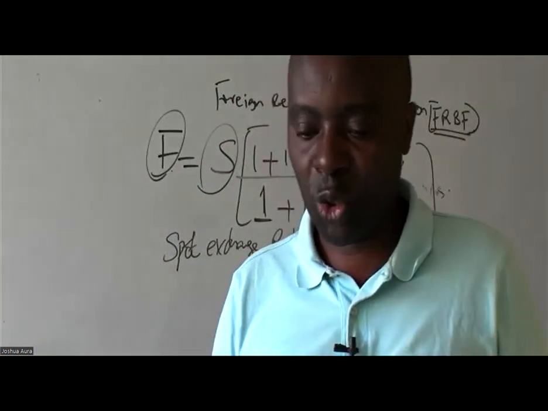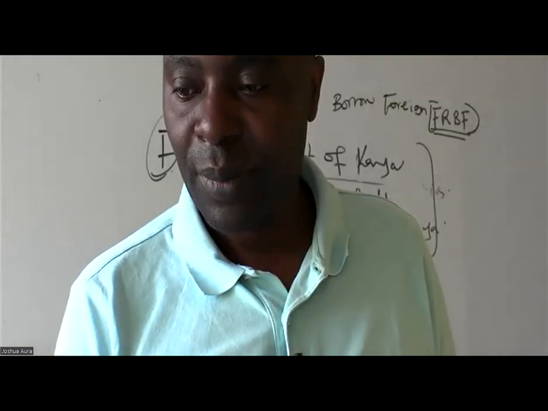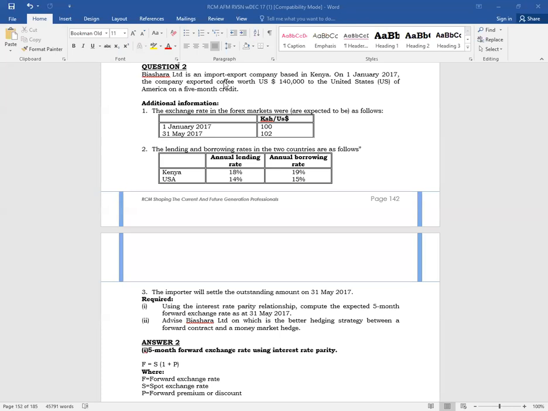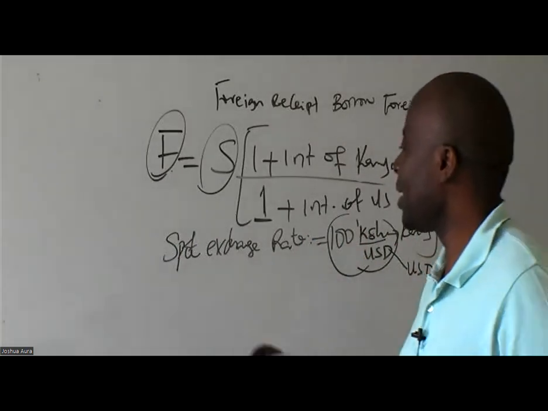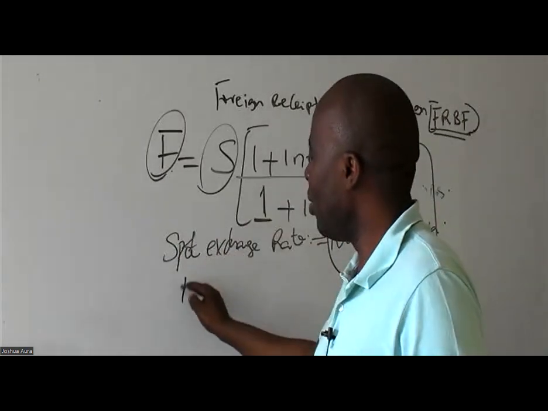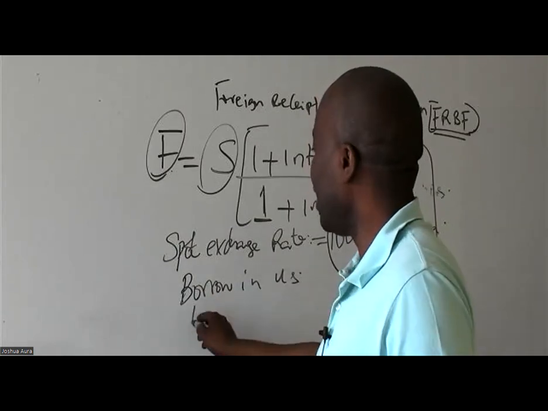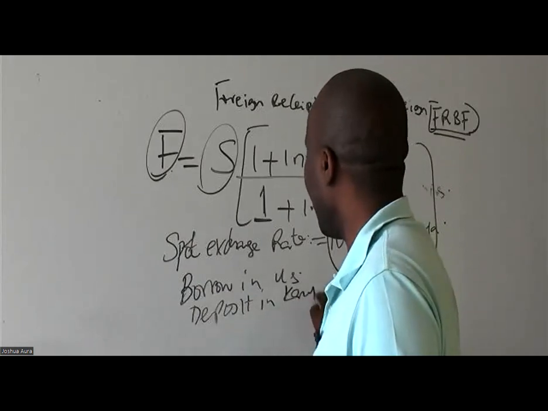So you've got two countries. This company here is based in which country? Let's check. This company, Biashara, is an import-export company based in Kenya. Therefore, they are going to borrow foreign. So in this case they shall borrow in the US, and then they deposit this money in Kenya.